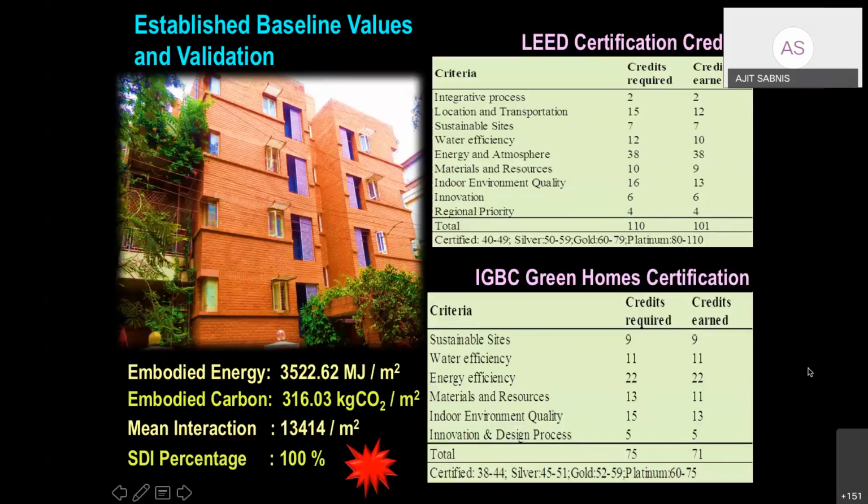Similarly, if you compare it with the IGBC certification, if the benchmark building had been given to IGBC, IGBC would have given us 71 out of 75 marks, which again comes into the platinum range. So this benchmark building, with 316 embodied carbon and 3.5 gigajoules per square meter, is one of the lowest embodied energy and embodied carbon buildings from the research.